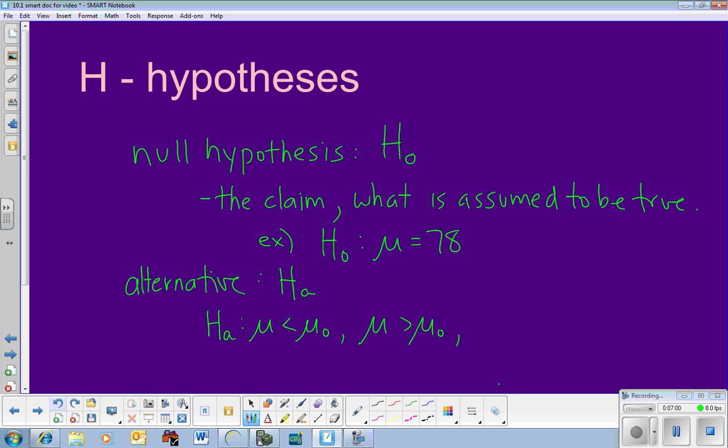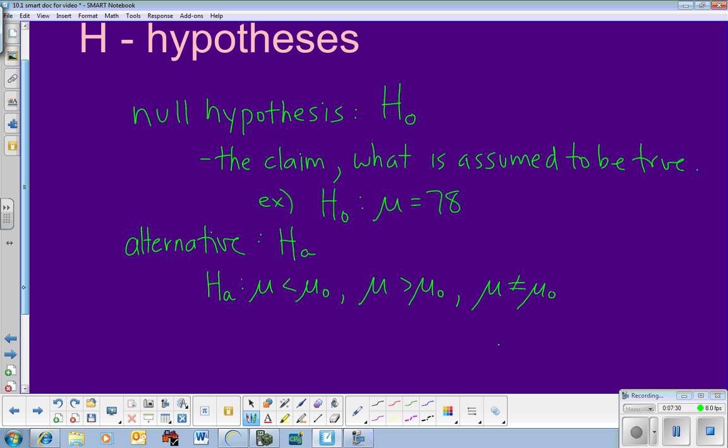or in kind of a case that I don't like too much, and I'll tell you a lot about why, it could be that it's just not equal to. Sometimes you don't suspect it higher or lower, you just don't think it's true. Like maybe you're in a factory making something and it needs to be 5 inches. Well, you just need to make sure that it's 5 inches, and you don't know necessarily whether it's going to be bigger or smaller. So sometimes it's just not equal to.